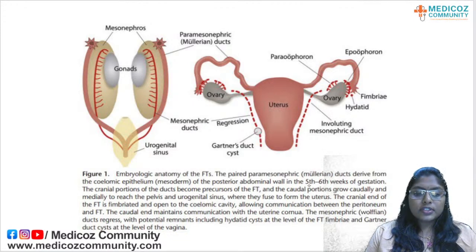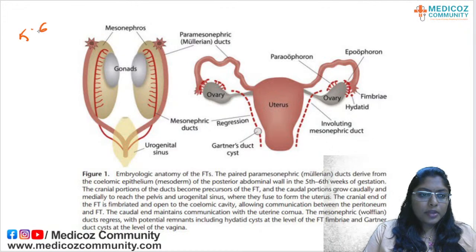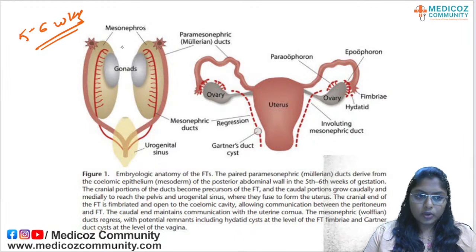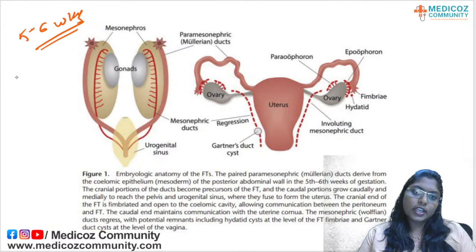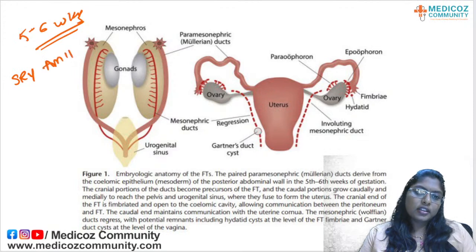At the 5th or 6th week of gestation, the normal fetus has undifferentiated gonads. If there is absence of the SRY gene or AMH, then the paramesonephric ducts or the Mullerian ducts will grow and the Wolffian ducts will disappear. From the paramesonephric ducts, the uterus and fallopian tubes are formed.